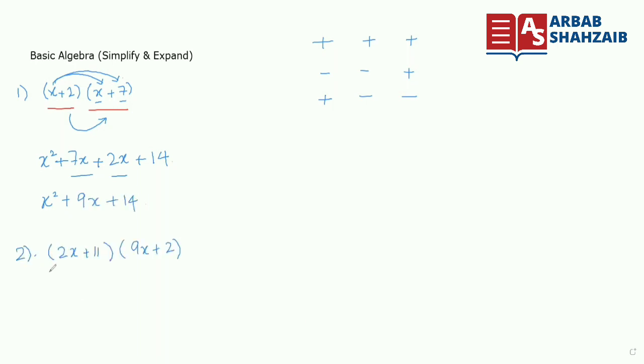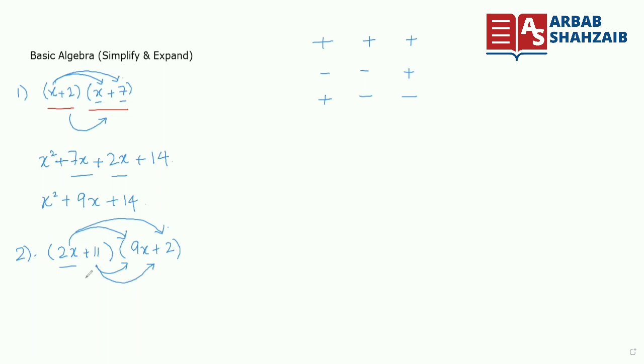Our second question is (2x + 11)(9x + 2). So in this situation what will we do? Very first we will multiply 2x by this bracket: 2x multiplied by 9x, then 2x multiplied by 2. Okay, but in the second turn we will multiply 11 by 9x, then 11 by 2.